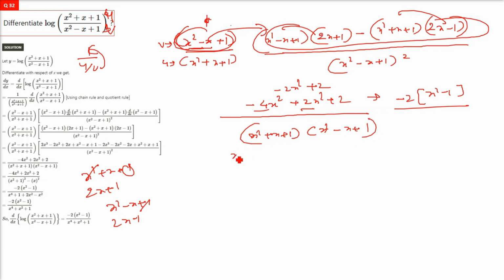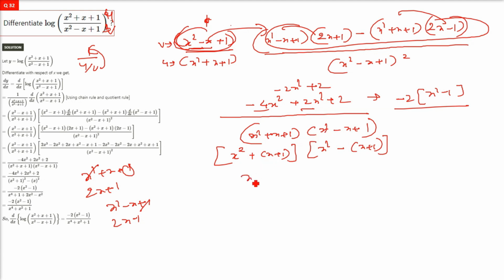For example, if I write x square plus 1 plus x plus 1, just say like that. And here I can write x square minus x. No, it is not getting, this is not becoming easier. So what we'll do here is we'll take some other way.